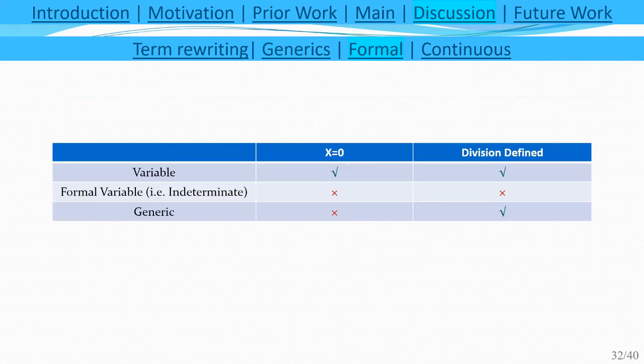The closest prior work to generics is formal variables. The main difference between formal and traditional variables is how they treat the equation x equals 0. If x is a traditional variable, then this equation has one solution. If x is a formal variable, then this equation has 0 solutions. This is because traditional variables can vary, whereas formal variables do not. For formal variables, x equals 0 is false.